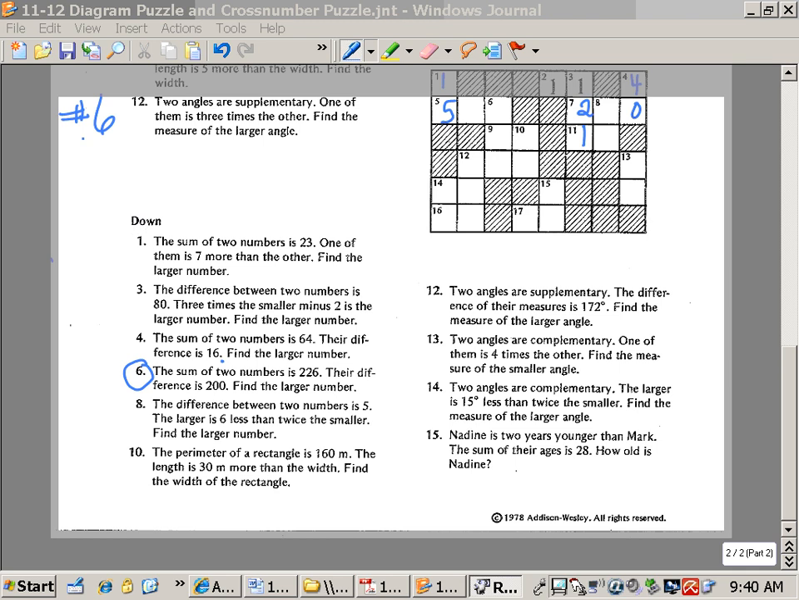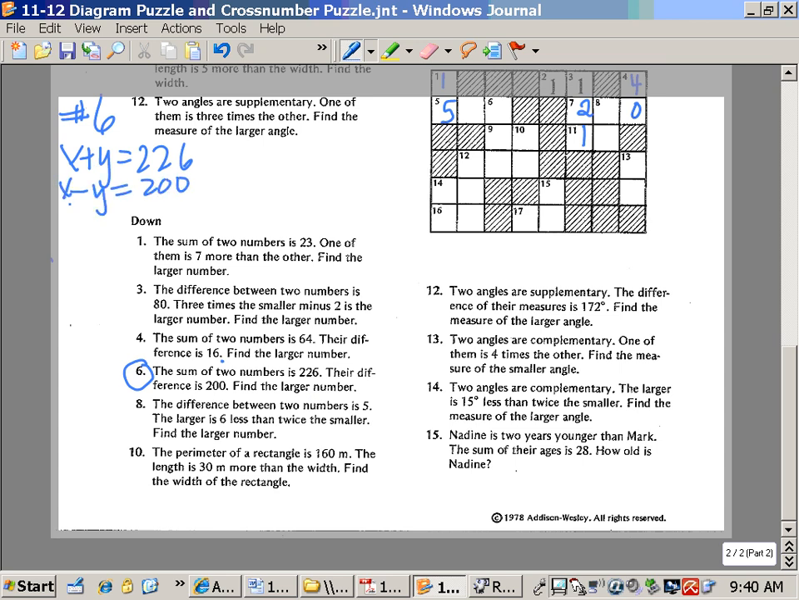Number 6, the sum of two numbers is 226. X plus y equals 226. The difference is 200. X minus y equals 200, which cancels. So 2x equals 426. Divide by 2. And I get 213. Well, I need to find the larger number. Which is larger? I think 213 is going to be larger. So 6 down, I fill in 2, 1, 3.